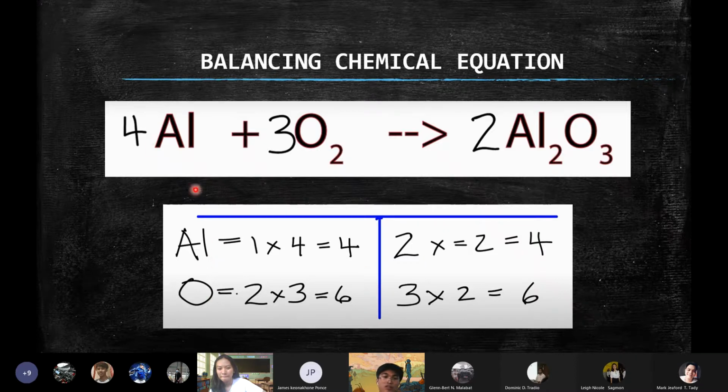By adding 4 here on the aluminum, it resulted to 4, and by adding a coefficient 3 here, with the subscript 2, we will multiply that. So 3 times 2 is 6, and the same goes with the product side. By adding 2, we came up with 4 molecules of aluminum and 6 molecules of oxygen. So it's balanced now.